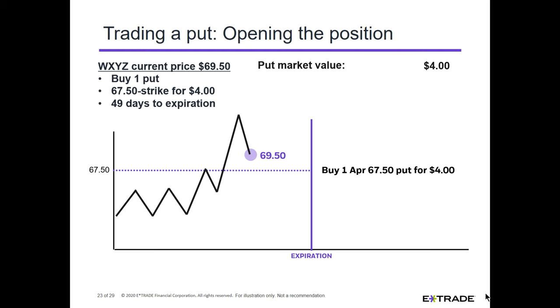Let's go through the value of the option. Well, it's got a market value of $4. What's its intrinsic value? None, because it's an out-of-the-money option. Therefore, the market value is all time value. Remember, market price is the time value and the intrinsic value. And if we know intrinsic value is zero, then the time value is the market value of it.